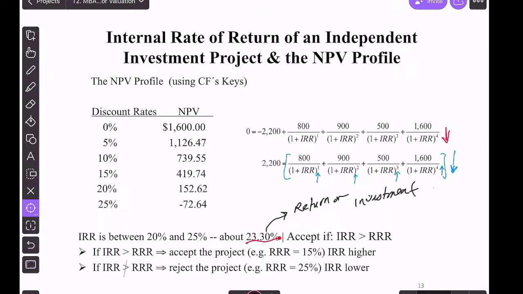Is that good enough? Well, it needs to be better than the required rate of return. That's my notation for required rate of return. So if your required rate is 15%, yes, accept the project. However, if your required rate of return is higher, like 25% return on dollars invested, then you should reject the project.